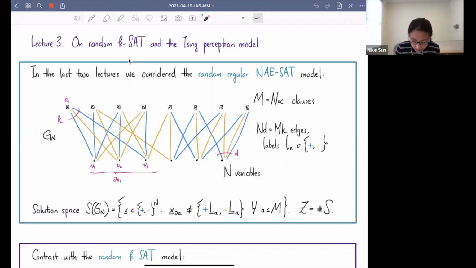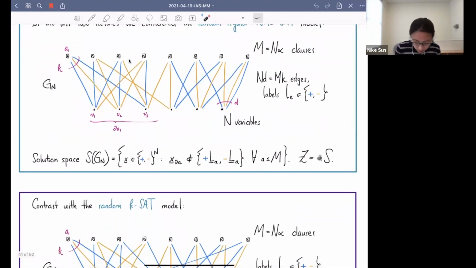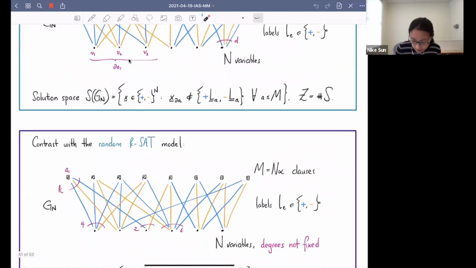And then the solution space is given by this set of assignments. I want to contrast this with the random KSAT model, which was introduced before and was studied more, and is quite similar. Again, we have n variables and m clauses where m divided by n is alpha. Again, we have edges which are labeled independently. Every edge gets labeled either plus or minus with equal probability. And again, every clause involves exactly k variables.